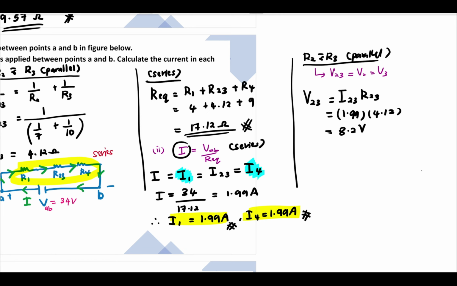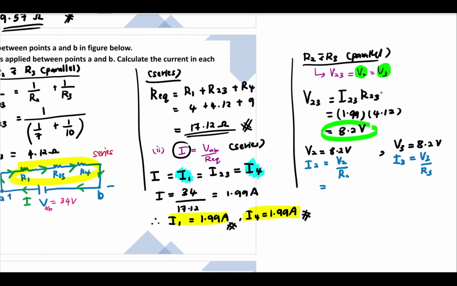Okay, therefore, look at here, this value. Okay, so this value is equal to V2 and V3. Jadi bila kita dah ada V2 pun dah ada, kan? V3 pun dah ada. Bolehlah kita cari I2 pula. I2 equal to V2 over R2. I3 equal to V3 over R3. So V2 tadi 8.2. R2 saya ada adalah 7. So dapatlah 1.17 ampere.